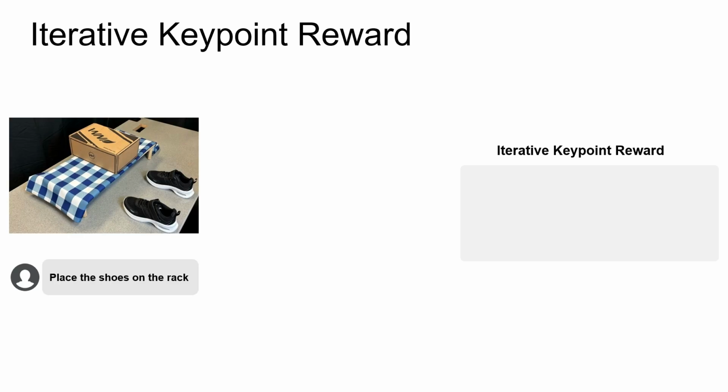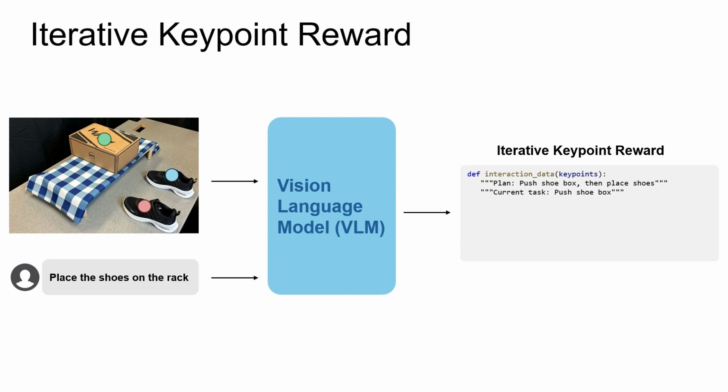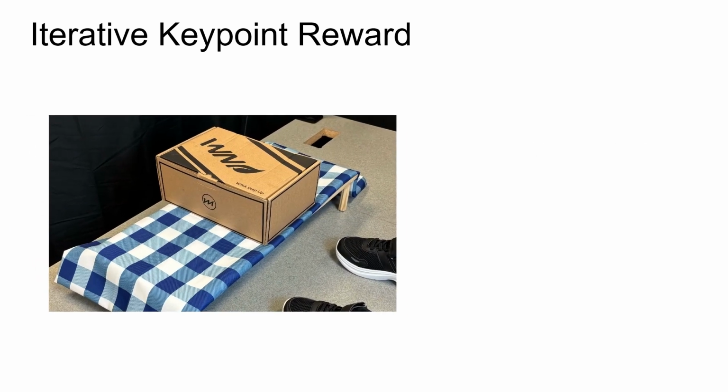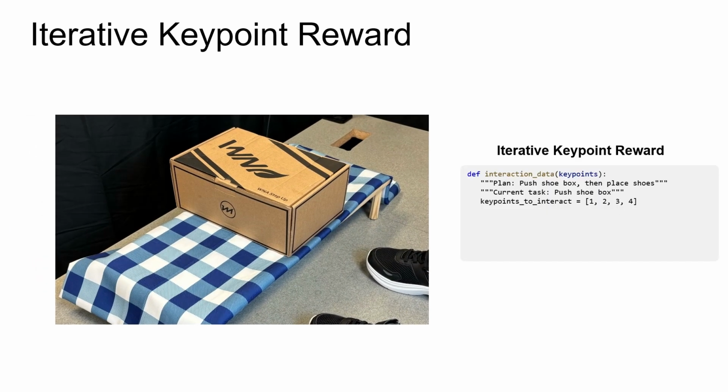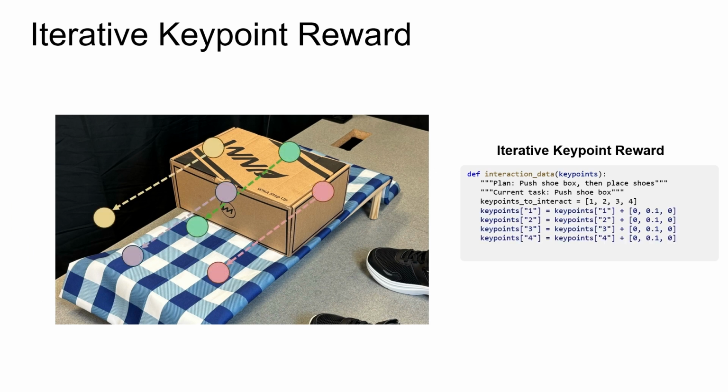Given an image and a human command, we automatically mark keypoints on the image. A VLM takes these as input and gives code which includes the overall plan and the current task. Then it predicts which keypoints we should interact with and where they should go. In this case, the VLM suggests to first push the shoebox to make space. Consequently, the code predicts that all the keypoints on the shoebox should go towards its left.